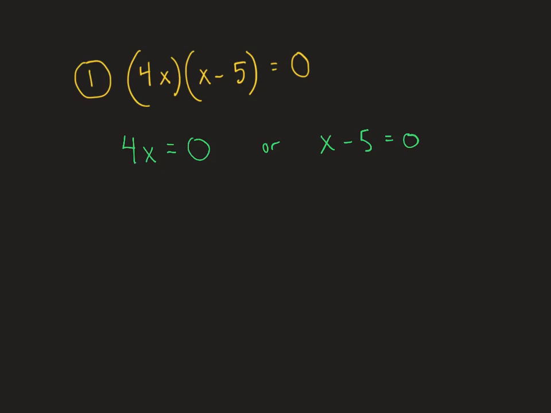So 4x equals 0, you're just going to work that out, divide by 4. And we get x equals 0, so one answer there. And then on the right, just working to get x by itself, so we're going to add 5. And we've got x equals 5.